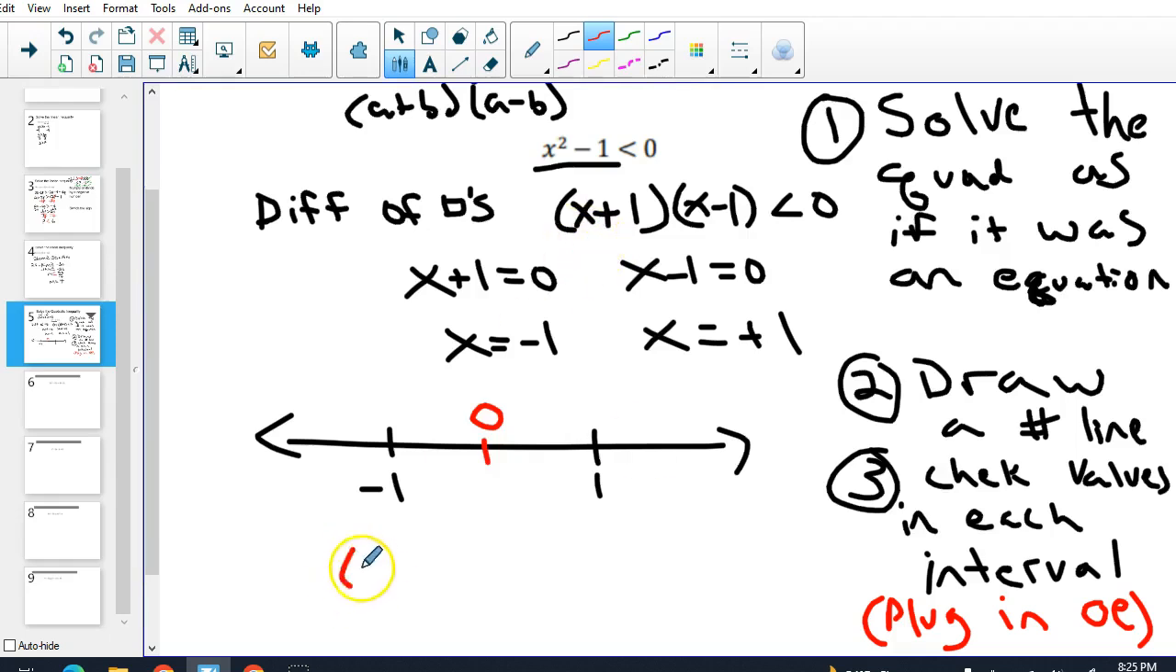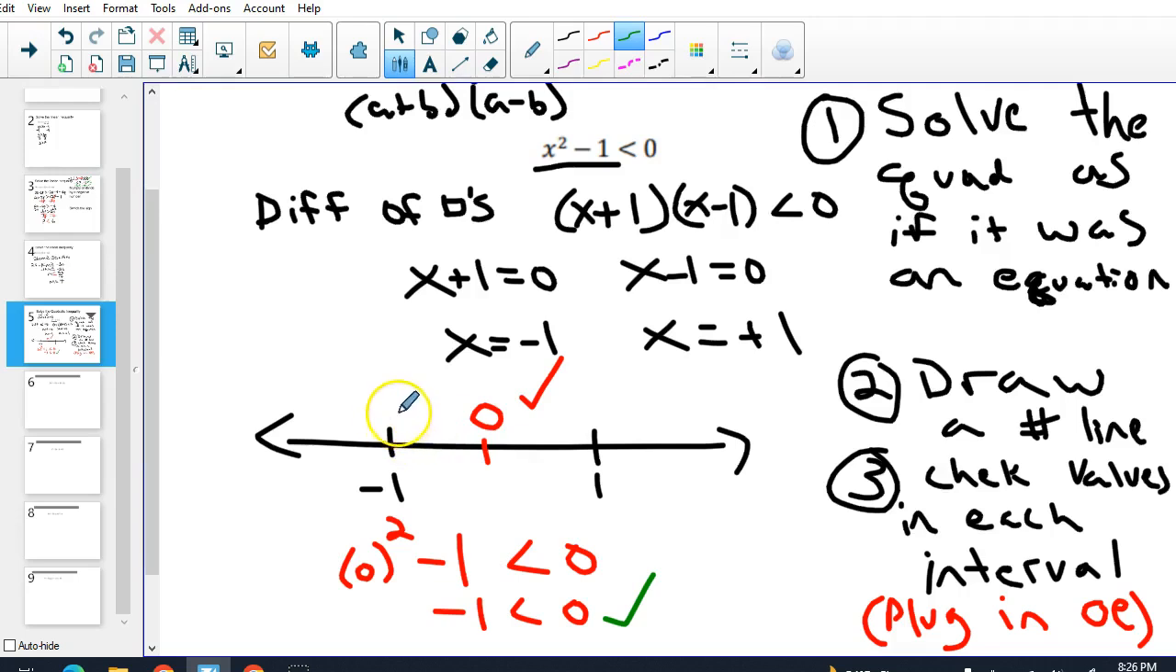So in this case, I have 0 squared minus 1 is less than 0. So -1 is less than 0. So we're good. This solution works because this is a true statement. That means this interval works. These are solutions.